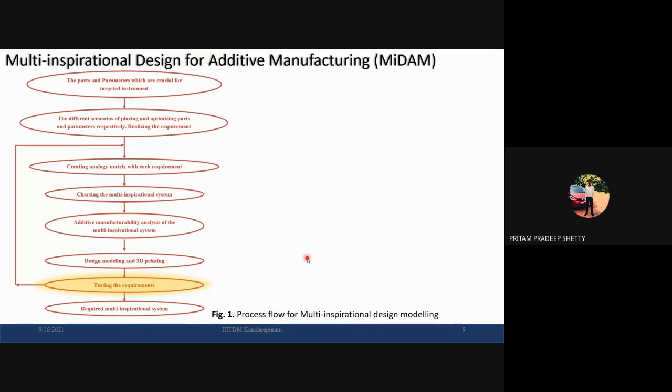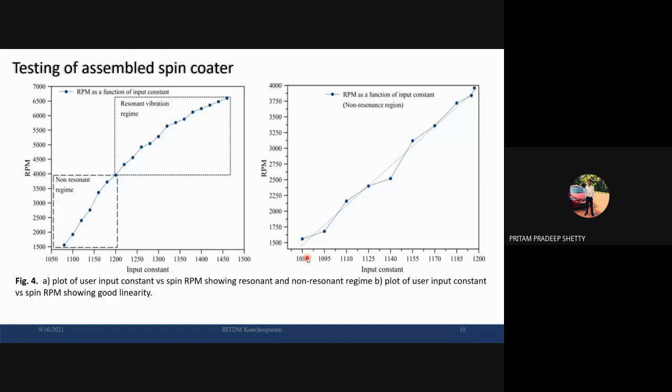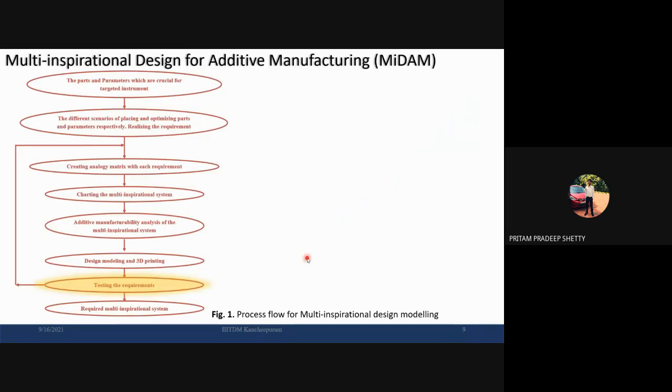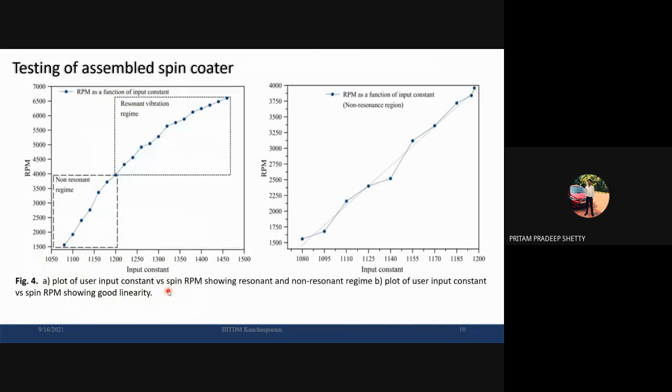The next important step, which as an engineer you have to consider, is the testing of the requirements. Did all these aspects which you considered till now hold well? If it doesn't hold well, you will go back and reiterate the analogy matrix for each requirement, or whichever requirement is giving you problems, and you will improve it. So it's like a loop here.